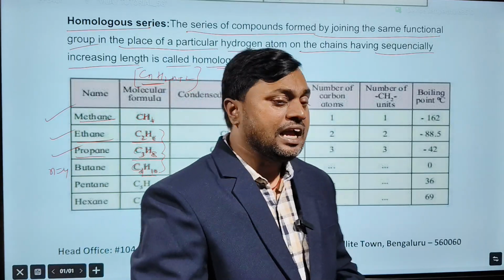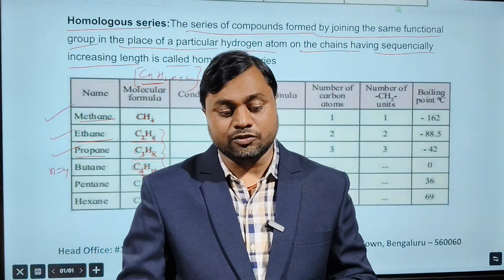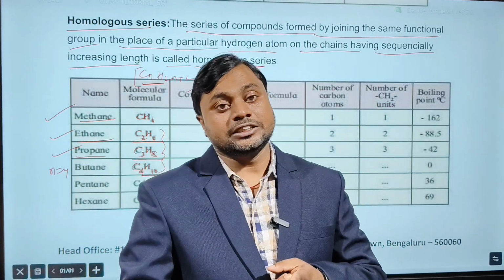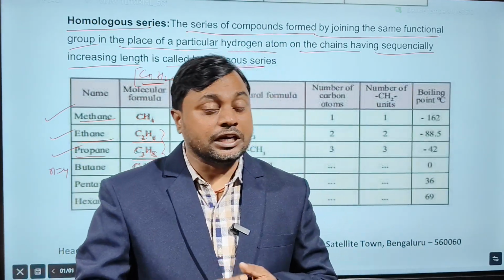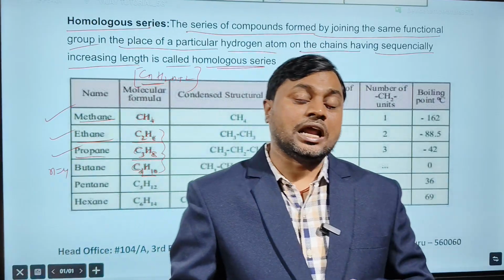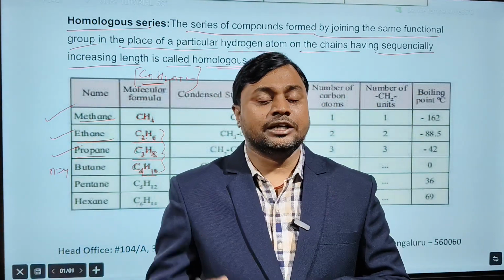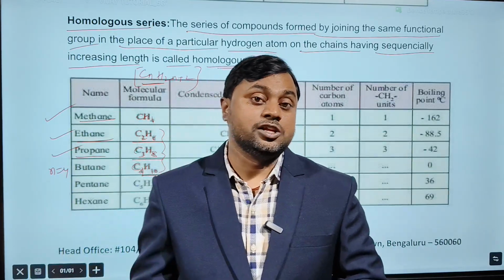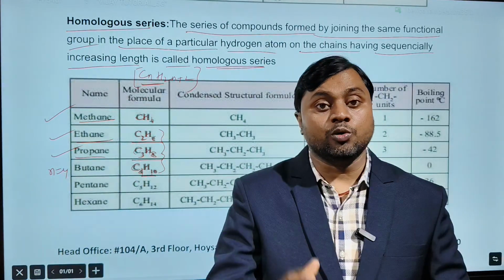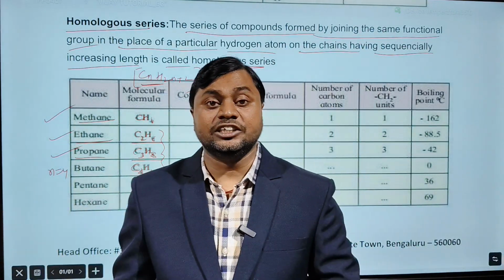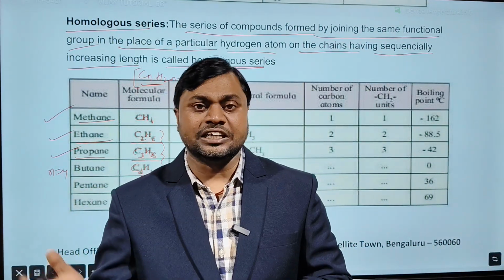Homologous series has certain characteristics. What are the characteristics? First, it has the same general formula. Second, the successive members differ by CH2 group. Third, the members of a homologous series have different physical properties, like different boiling point, melting point, state also. For example, alkane: the first four members of alkane are gas, up to C17 it is liquid, and after C17 it is waxy solid. Yes or no? So physical properties are different.